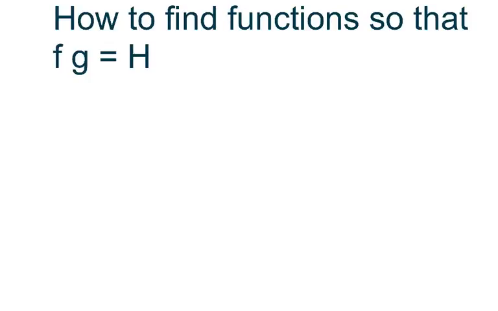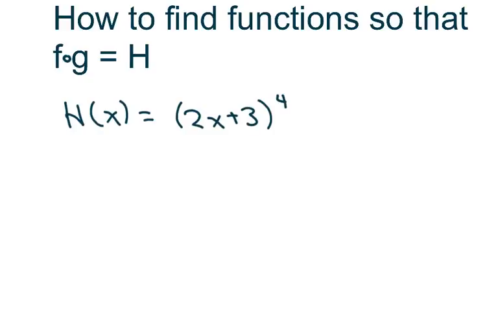Hi everyone, we're going to find two functions f and g so that when you compose the two you get h. So for example, if we have h of x equals 2x plus 3 to the fourth power, we need to find an f and a g. When we compose them we get h, or h of x.